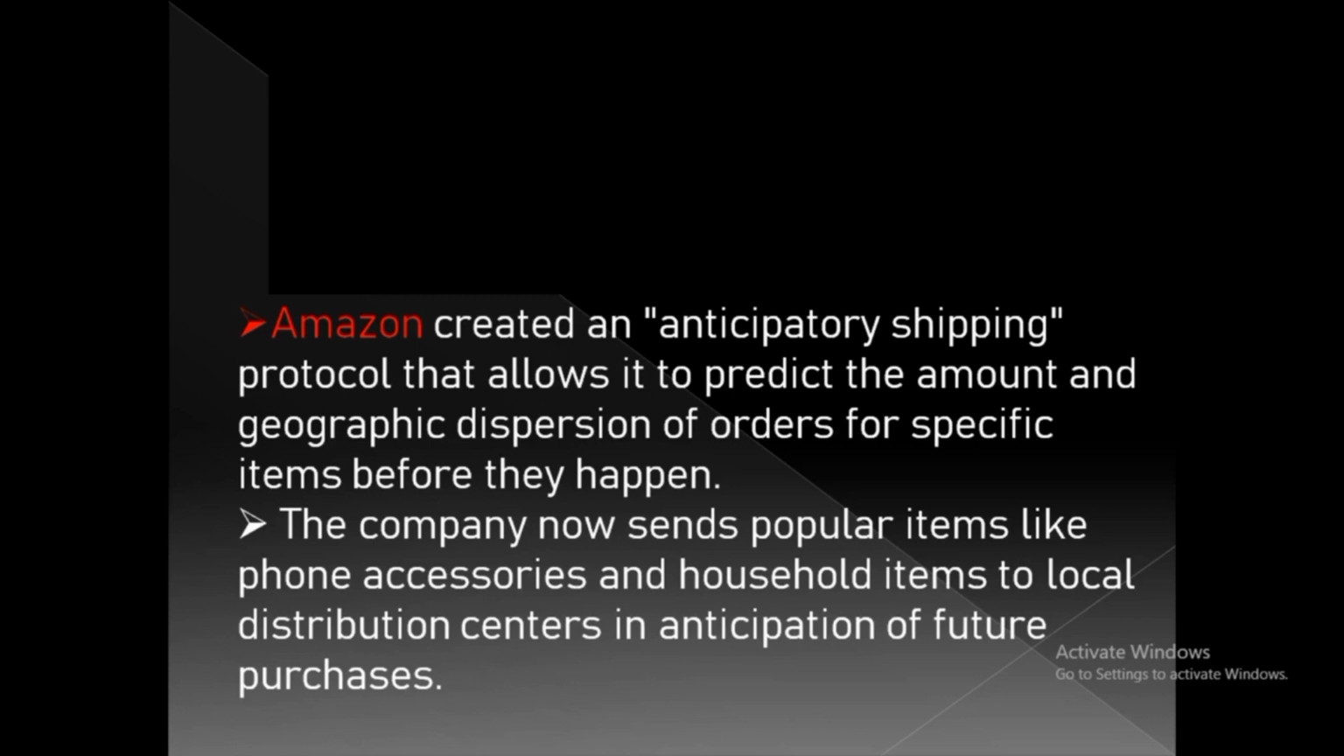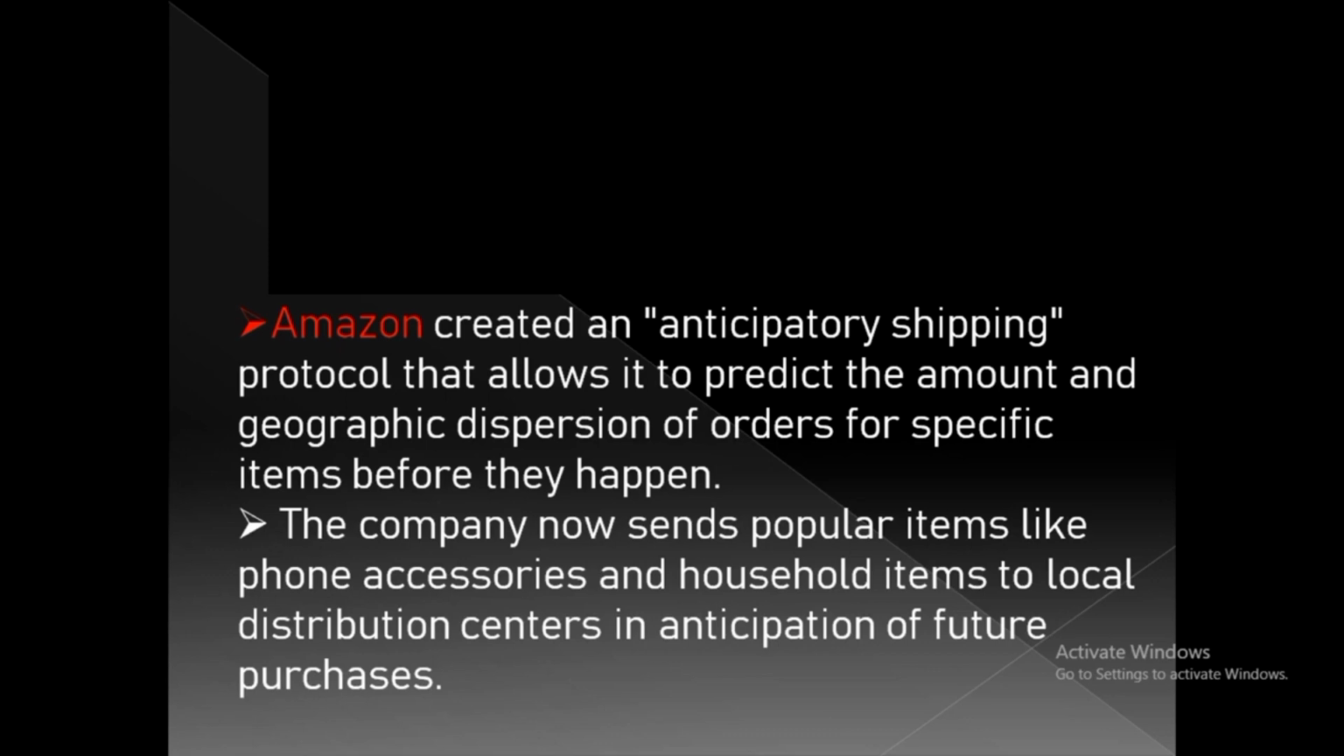It will check, for specific items, how many orders are provided on that specific product. Based on that, it will send the popular items like phone accessories or household items to the local distributor centers for future purchase. Means if a product is being widely purchased from Amazon, it will send that product's details to local shops also, so that sales increase both online and offline.